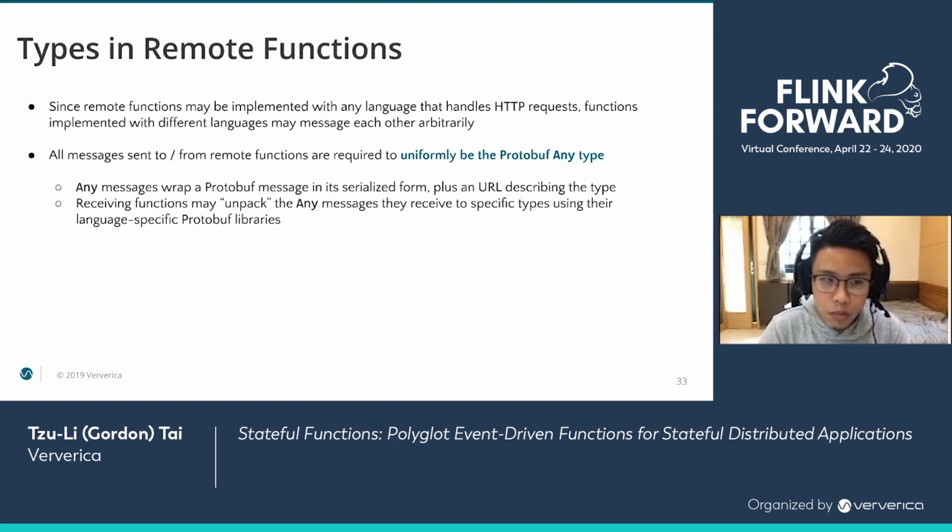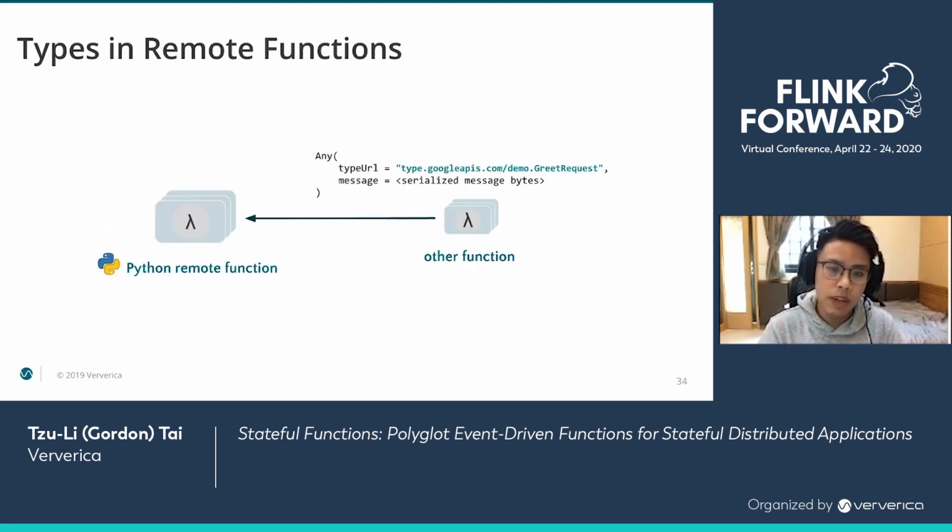If you're not familiar with protobuf, what Any type is, it's a generic format which wraps a protobuf message in a serialized form plus a URL describing the type. And what receiving functions do is they unpack the Any messages they receive using the language-specific protobuf libraries. So this is just an illustration to explain that.